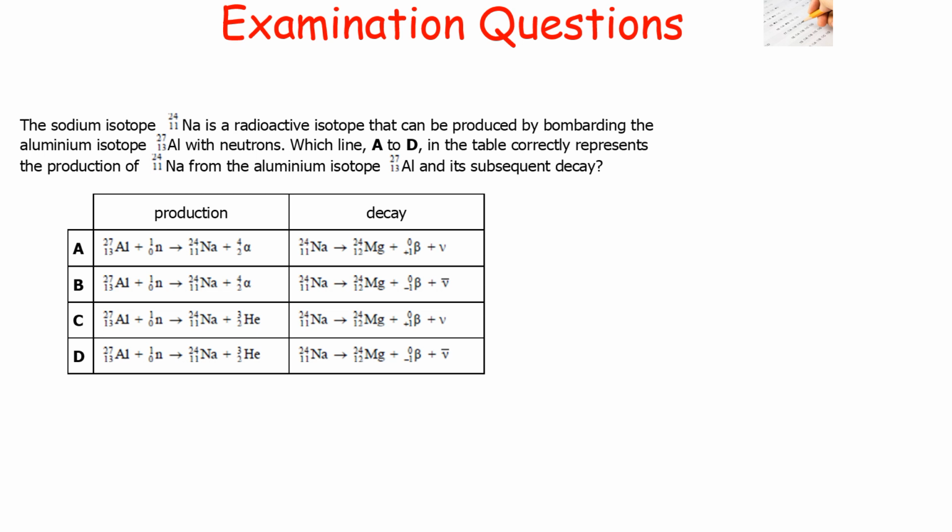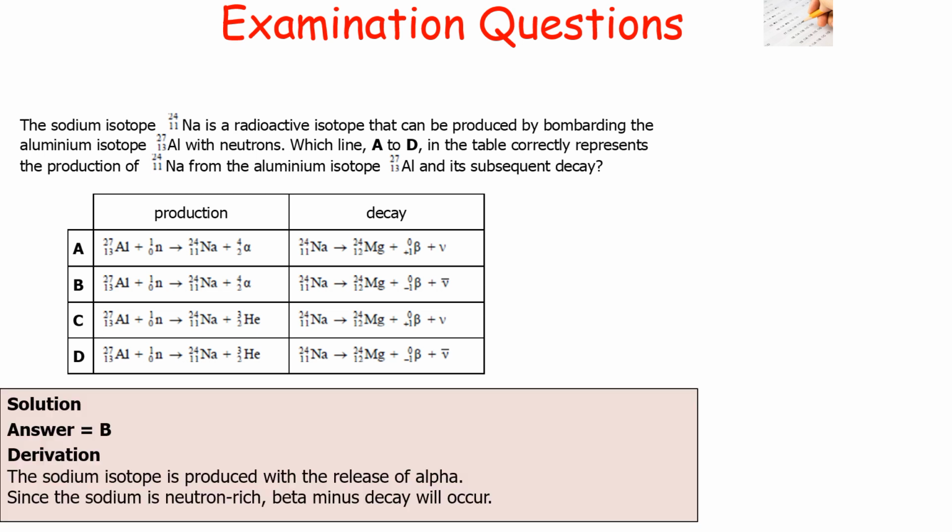Right, the answer here is going to be B, because the sodium isotope is produced with the release of an alpha particle. So you can see it going on, because it wouldn't just produce a 3/2 helium, so it has to be produced with an alpha. And then secondly, since the sodium is going to be a neutron-rich nucleus, the decay that occurs after that will be beta minus decay. So you can see here the correct representation of beta minus decay is the line shown as B, so therefore that is our solution.